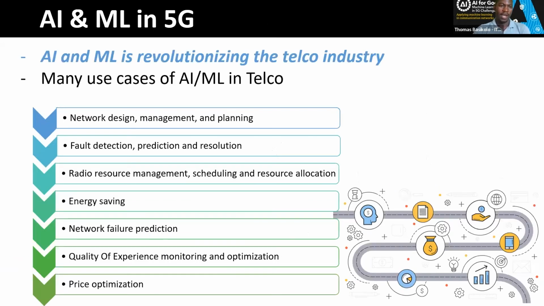And now, what is AI doing in this 5G or in mobile communication? So really, artificial intelligence is revolutionizing the telecom industry. There are many use cases, and here I'm just talking about a very small number of use cases that we are seeing, but there's really a huge number of use cases. So AI or machine learning can be used to design the network, or to manage the network, or to plan the network.